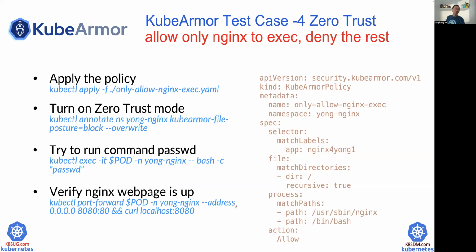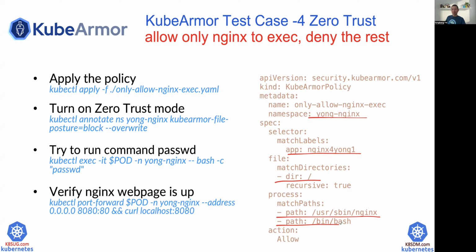The next one, that's my favorite one. So how to turn on the zero trust. How to allow only Nginx to execute and deny the rest. So pretty simple. Similarly, you create a YAML file, apply to this namespace, apply to this particular application. So apply to which folders and which paths.